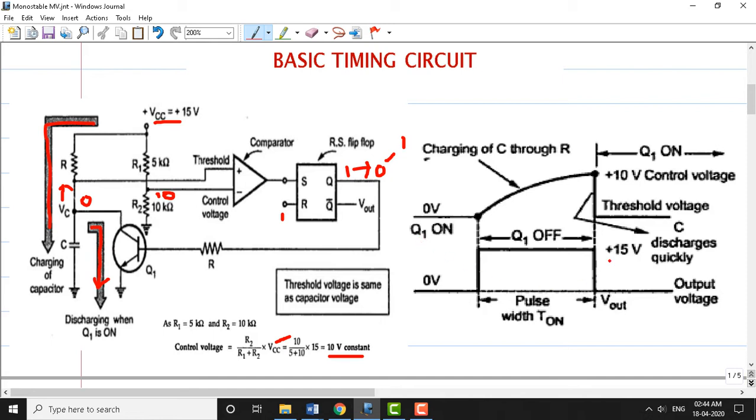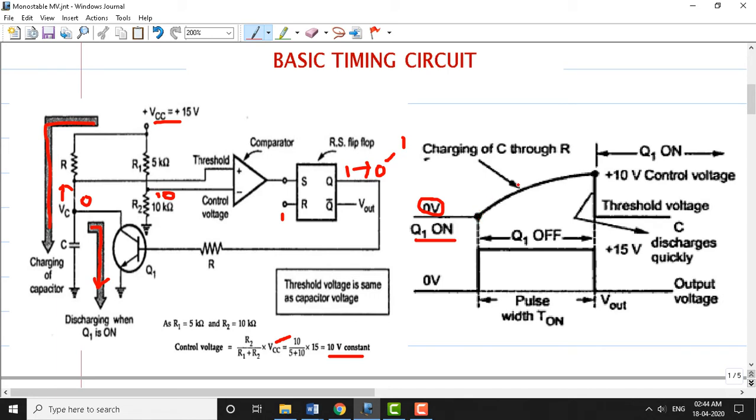Now let us see the waveforms, and how this waveform can be understood from this circuit diagram. Initially, when Q1 is on, so this is the Q1 transistor, the capacitor voltage is going to be 0, because the capacitor discharges. So the capacitor voltage is going to be 0 here.